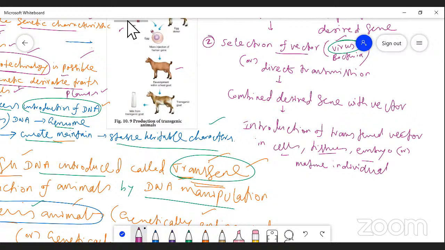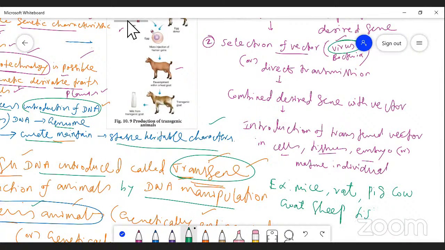demonstration of integration and also the expression of the foreign gene in transgenic tissue. In this way, many organisms are produced. What organisms are produced? Either mice or rat, pig, cow. These all are transgenic animals. Goat, sheep, fish. These animals are produced.